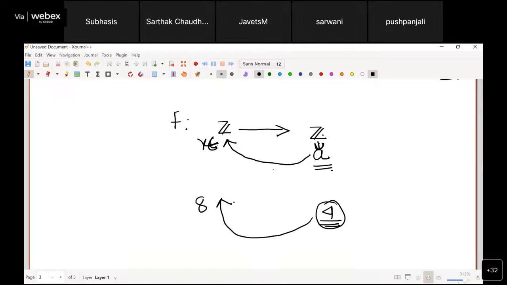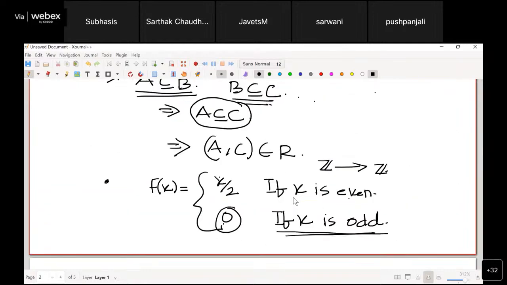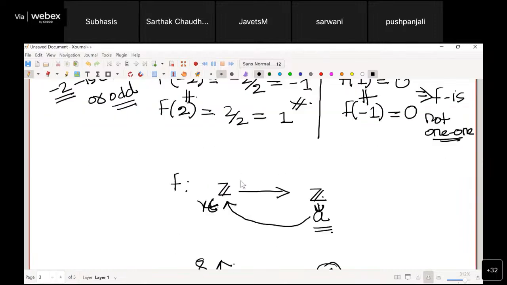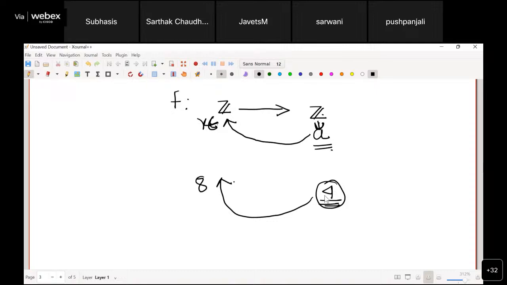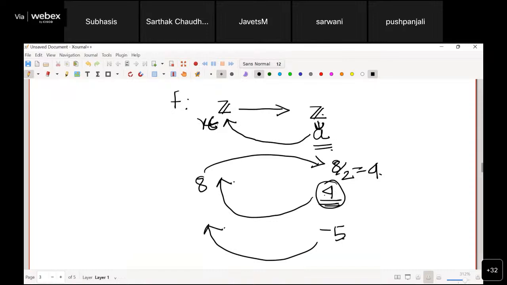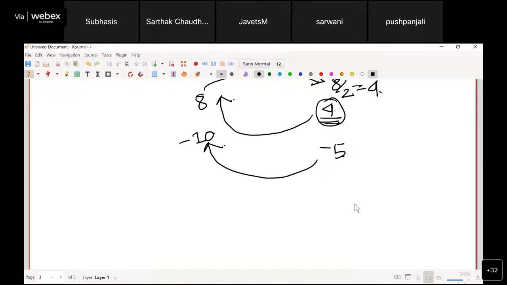8. Correct, 8. Because it basically says if x is even, then the image is x by 2. So if I multiply 4 times 2, then image of 8 is 8 by 2, which is 4. And similarly, what will be the pre-image of -5? -10. So similarly, for any arbitrary integer a, the pre-image of that number is basically 2a.